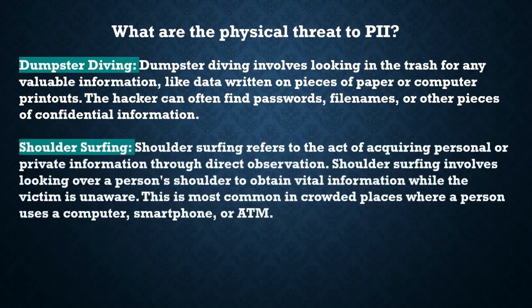Let's see the second threat, that is shoulder surfing. Shoulder surfing refers to the act of acquiring personal or private information through direct observation. Shoulder surfing involves looking over a person's shoulder to obtain vital information while the victim is unaware. This is most common in crowded places where a person uses a computer, smartphone, or ATM. If you are typing your password, just look around and see if somebody is watching you or not, and then type your password. This is the best way you can protect your password from shoulder surfing. Just look around and then type your password.